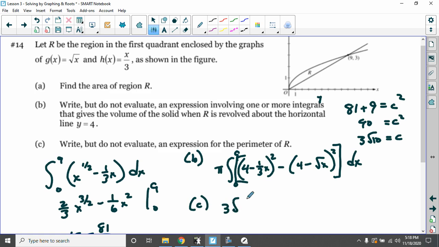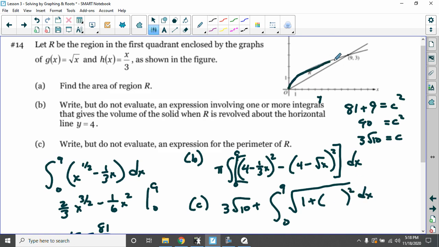So we've got that 3 root 10, and we need to add the distance of the curve, which is going to be the integral from 0 to 9 of the square root of 1 plus the derivative squared dx. And I'm looking just for this curve. So that curve is this guy. So the derivative of that would be 1/2 x to the negative 1/2.